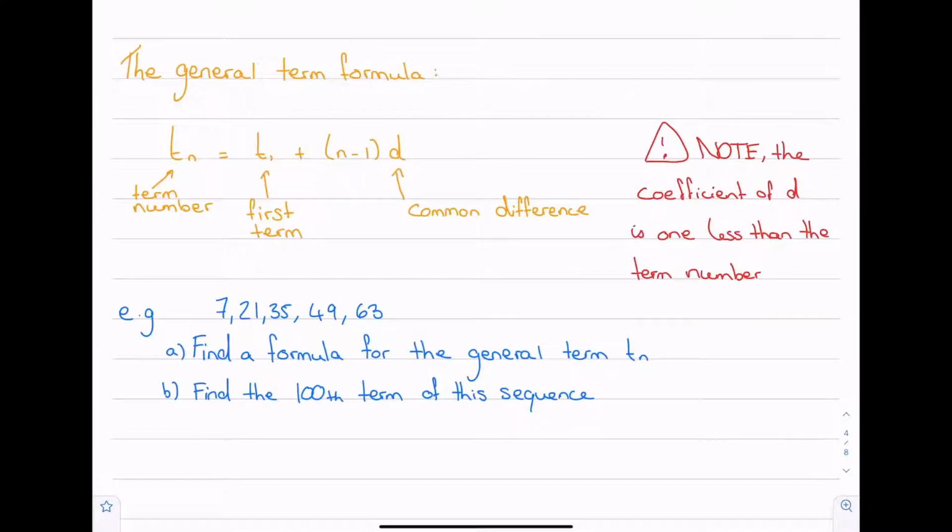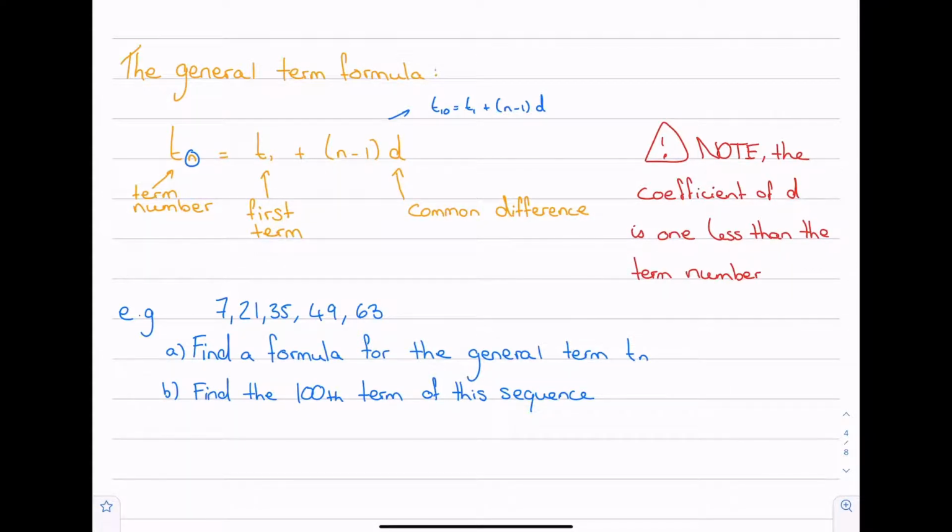So now on to the general term formula. It might look a bit complicated at first, but don't worry, it's not too bad. First you have Tn, which is the term number. Let's say you want to work out the 10th term in the sequence. That little n below the T would be 10. So if you're working out the 10th term, it'd be T10 equals T1 plus n minus 1 d.